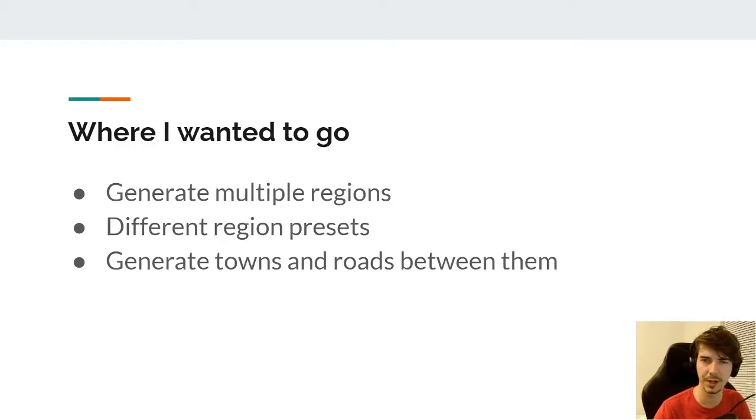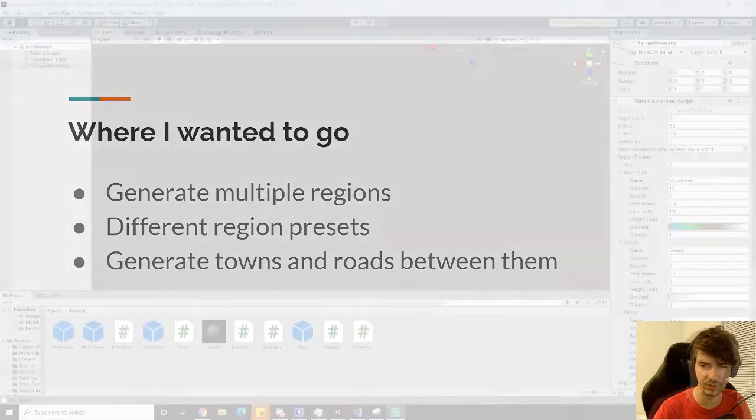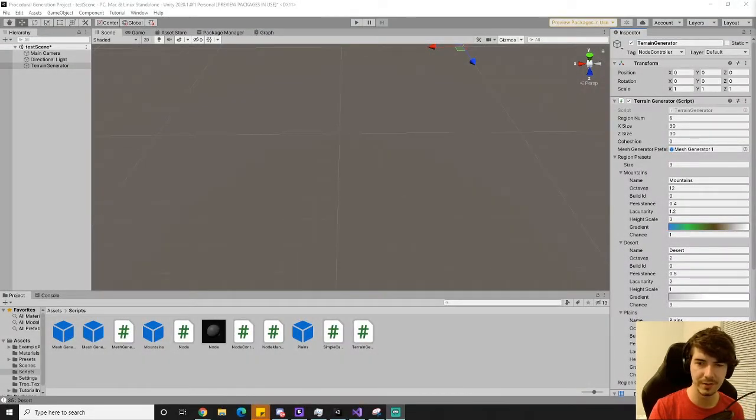So where I wanted to go with this creative edition is first I wanted to create multiple regions instead of just one. And then second, I wanted to have different region presets similar to different biomes you would see in Minecraft or other games that have different terrain types. And then I wanted to generate towns and roads at random points between the different regions. So, jumping into a demo for this creative presentation.